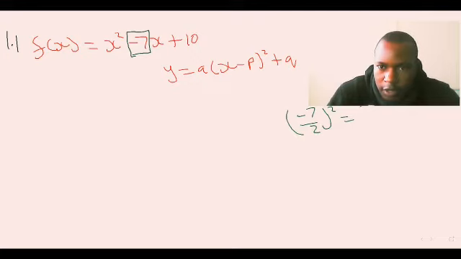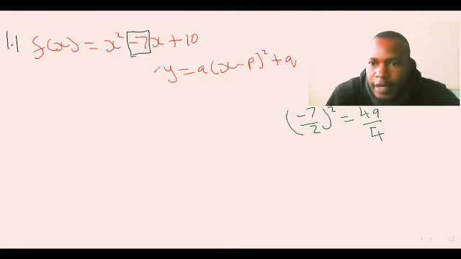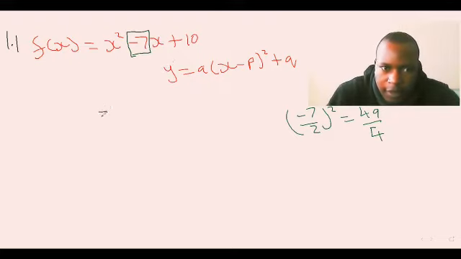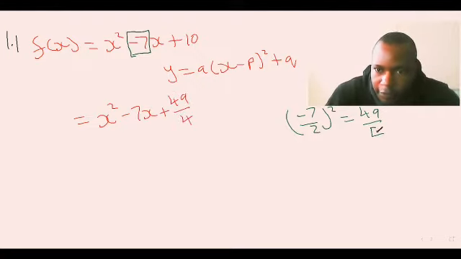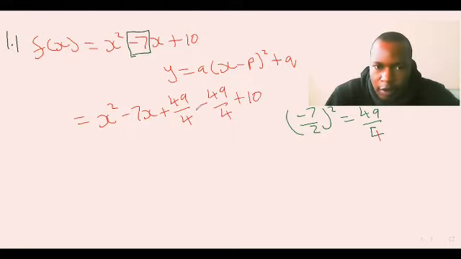Once we've done so, this would give us 49 divided by 4, which we can add as well as subtract. So now this will give us x squared minus 7x plus 49 divided by 4, minus 49 divided by 4 plus the 10. So what you've done here is you have essentially just added 0, so you haven't changed anything.